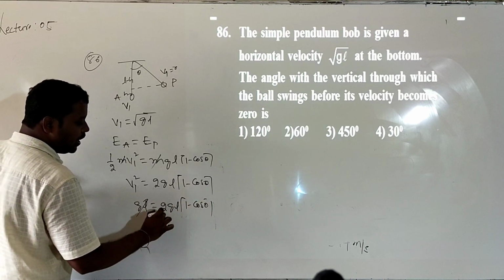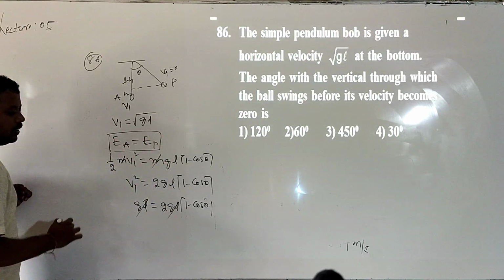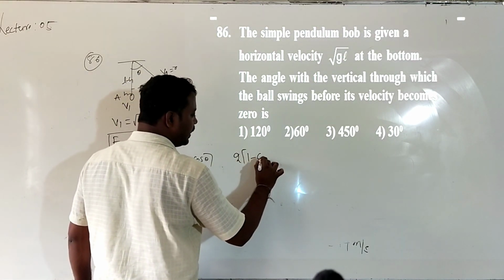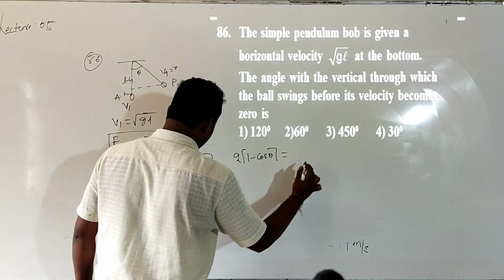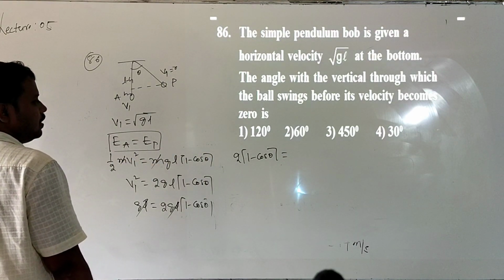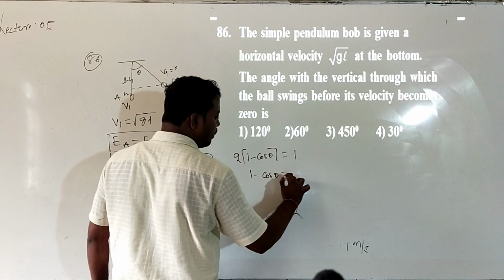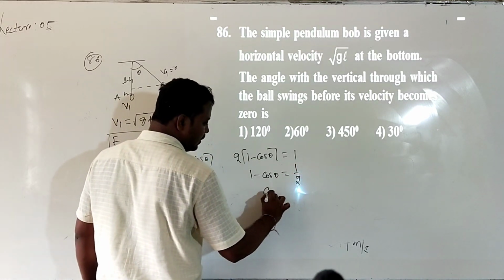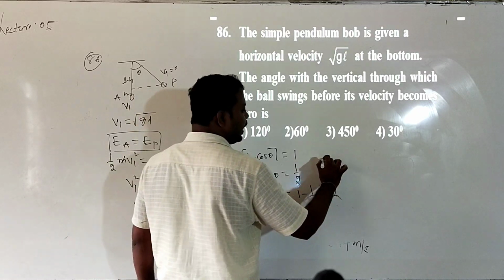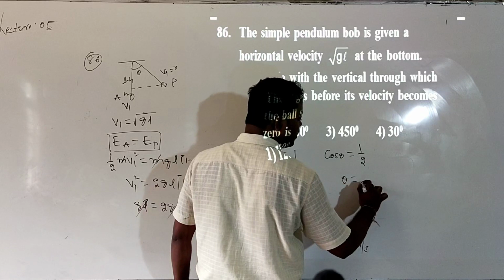So you can write the law of conservation of energy. Then what is left? 2 into 1 minus cos theta will be equal to how much? It will be equal to, 2GL value will be cancelled, so it will be 1. Then 1 minus cos theta value is equal to 1 by 2. And cos theta is equal to 1 minus 1 by 2. Finally, cos theta is equal to 1 by 2. So the theta value is equal to how much? 60 degrees.